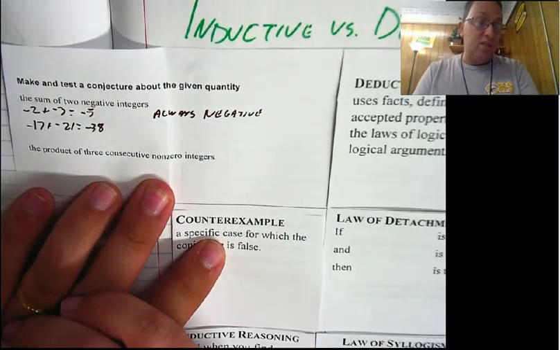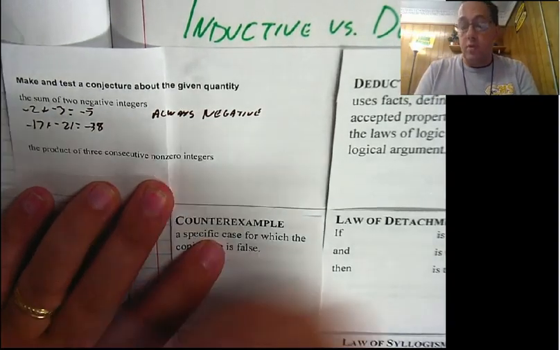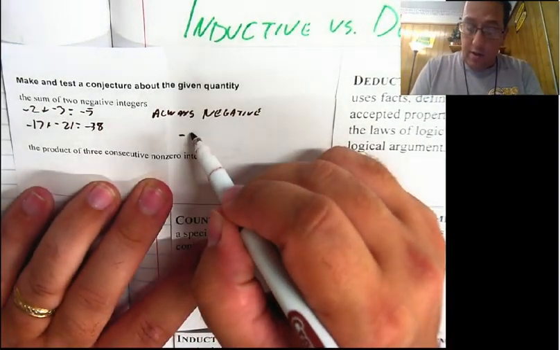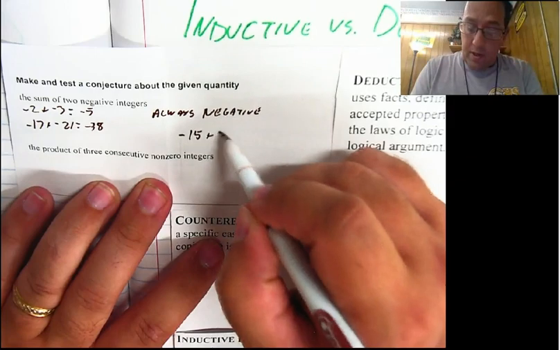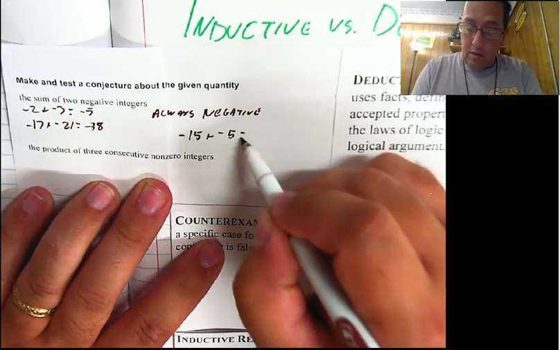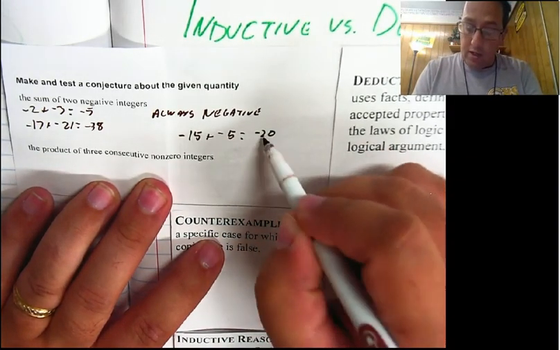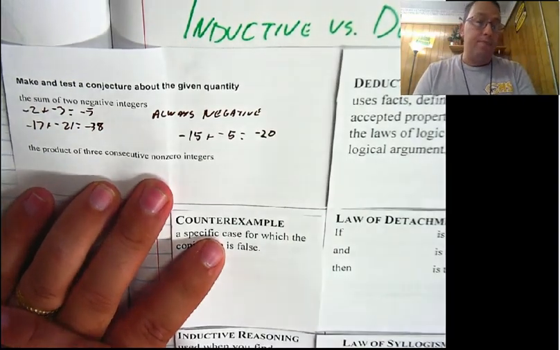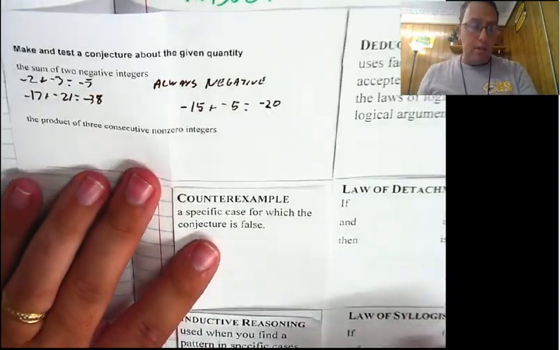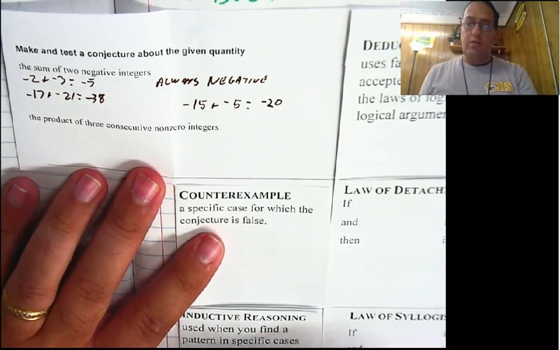It does say to test it, so let's test. Let's pick some other numbers. How about -15 plus -5 equals -20? All right, so there it is. Looks like we're good.